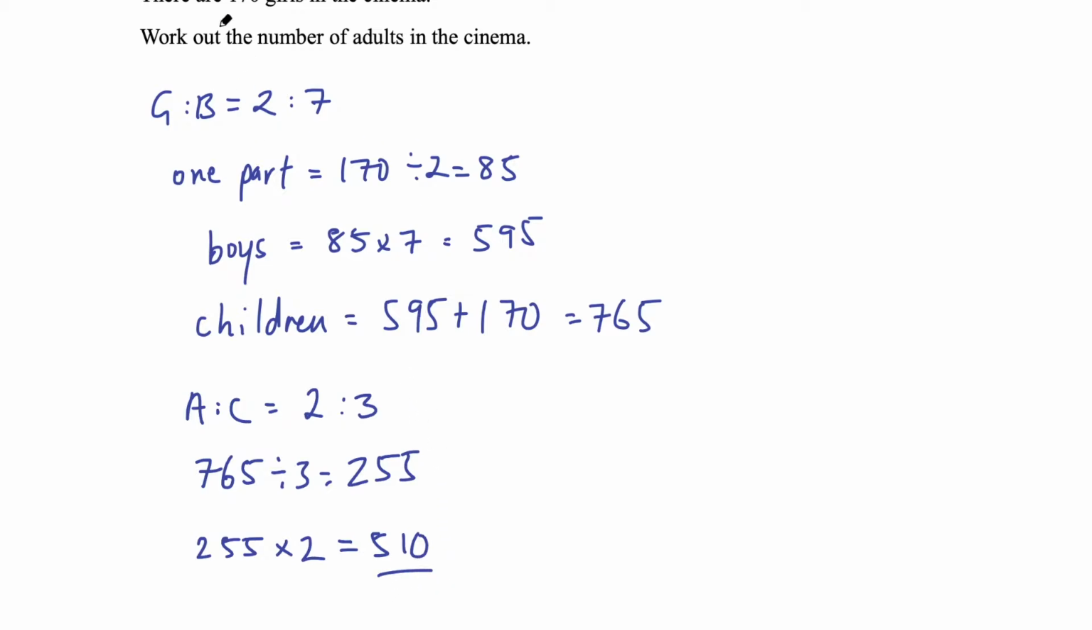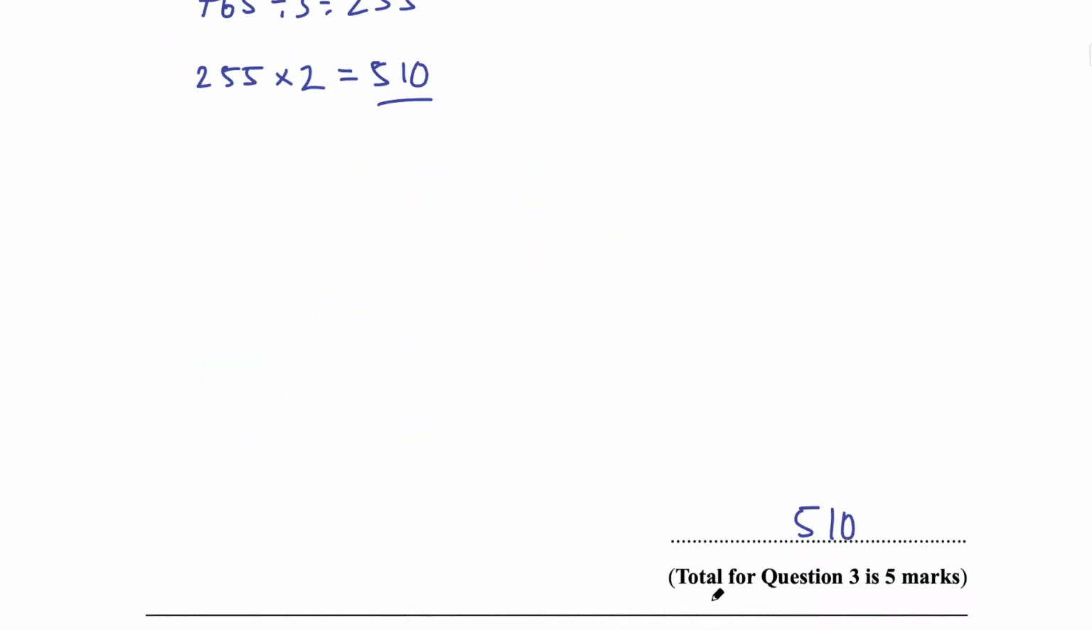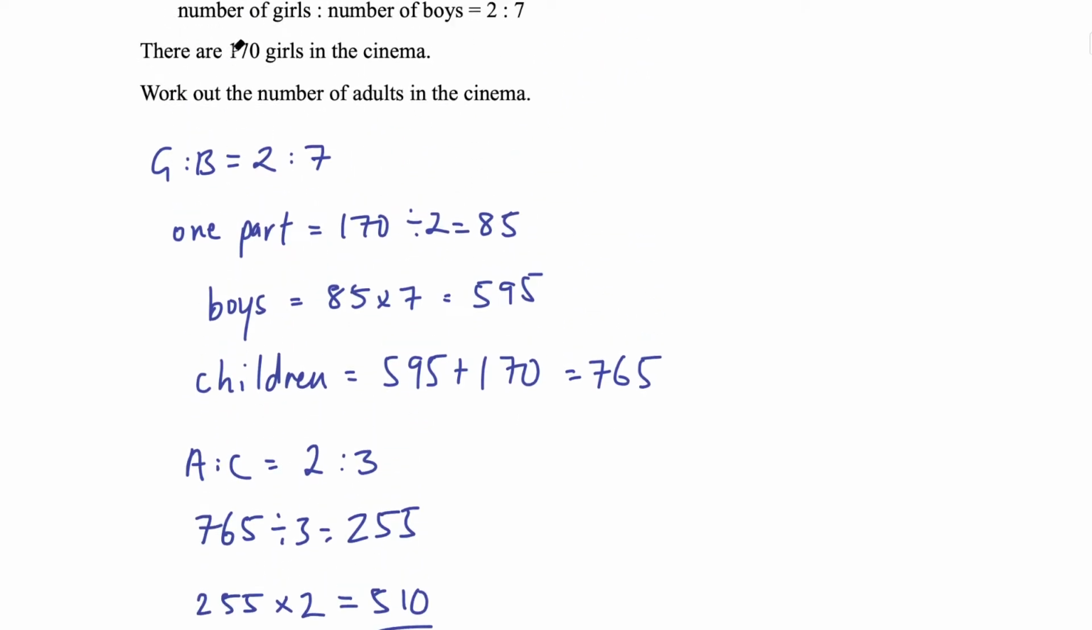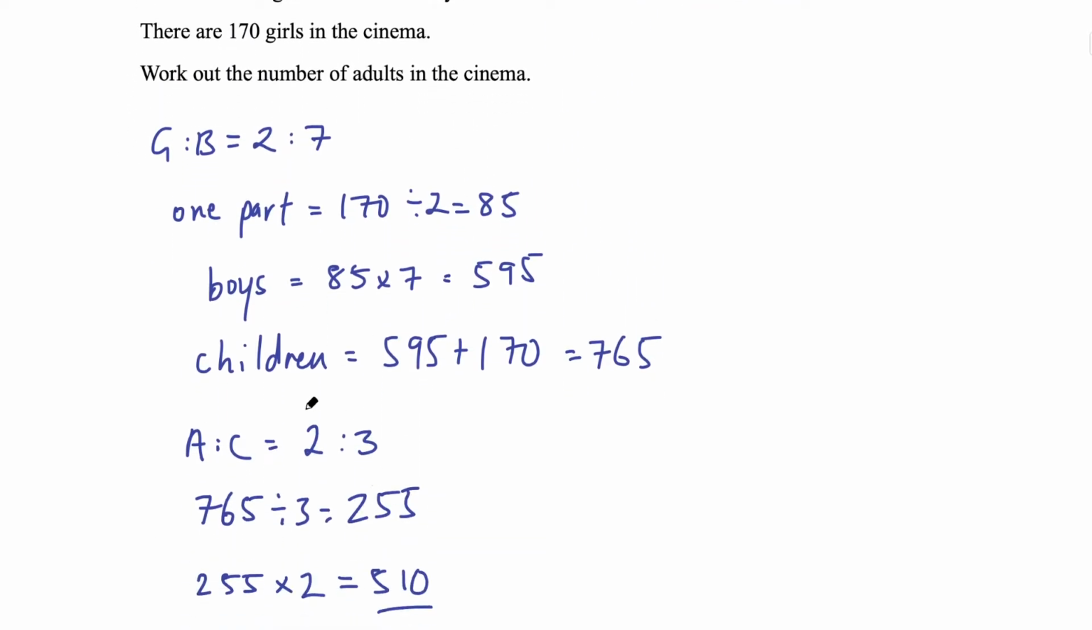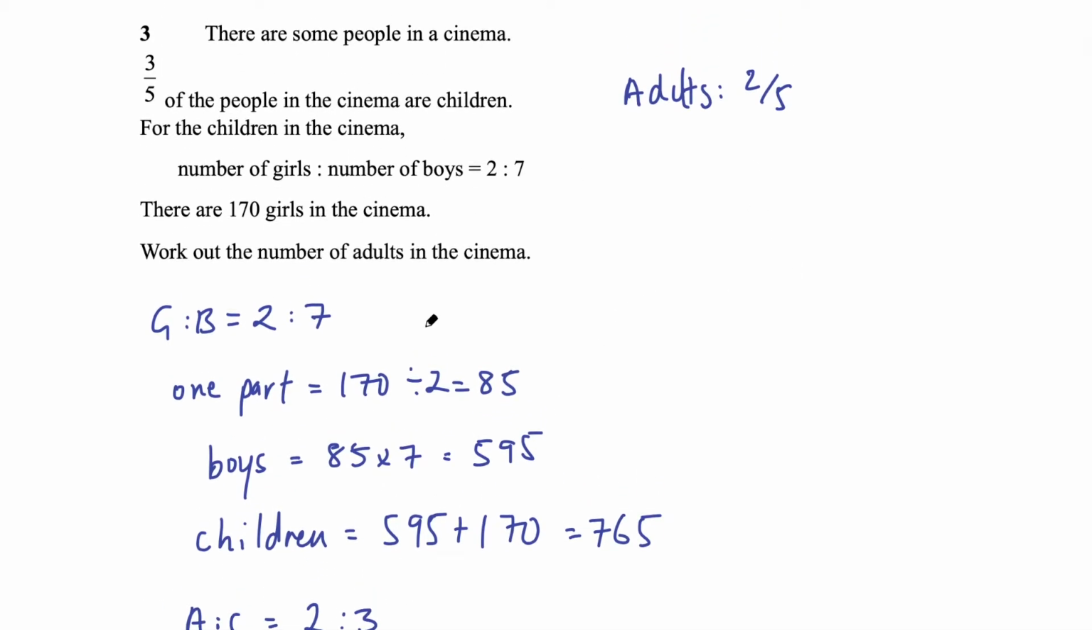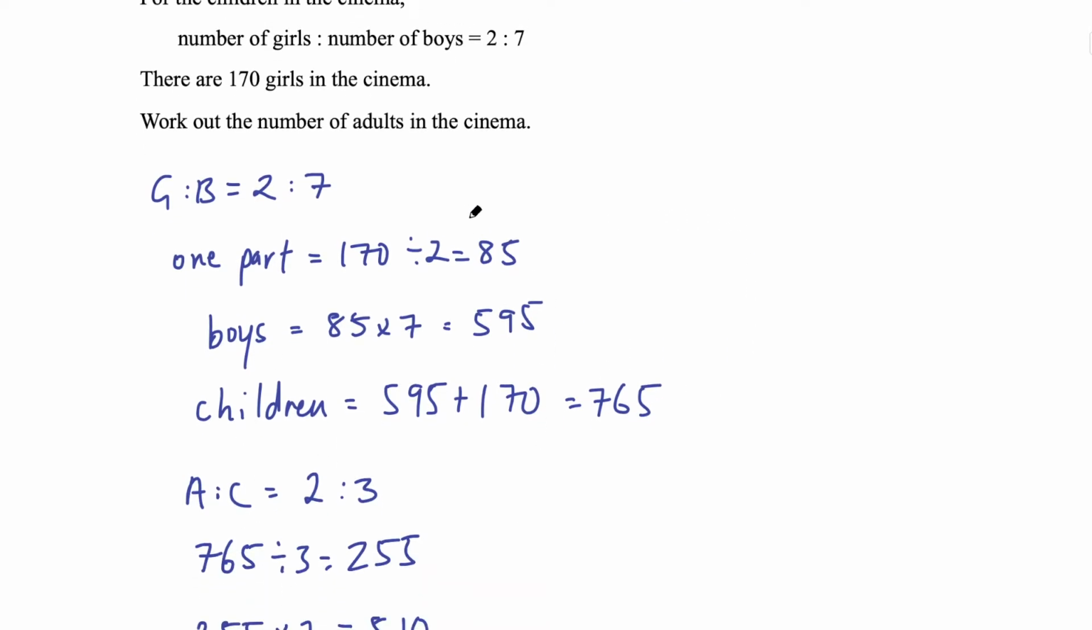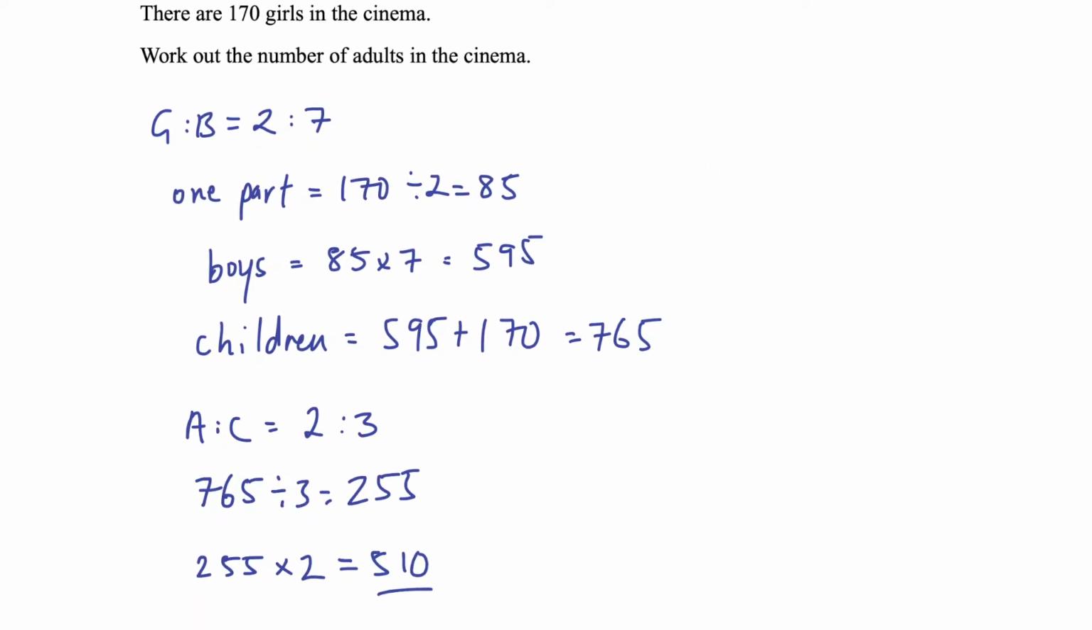And remember, that's what we were looking for, work out the number of adults in the cinema. So we've got our final answer of 510 there. And that was question 3 for 5 marks. I'll just point out it is important to recognize the connection between these fractions and the ratio of adults to children. So you're kind of converting proportions into a ratio, and that's important to understand for this question. But let's move on now.